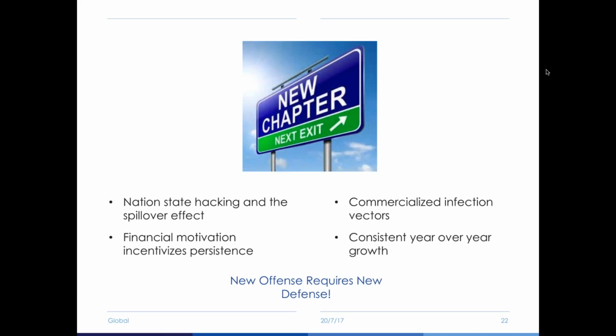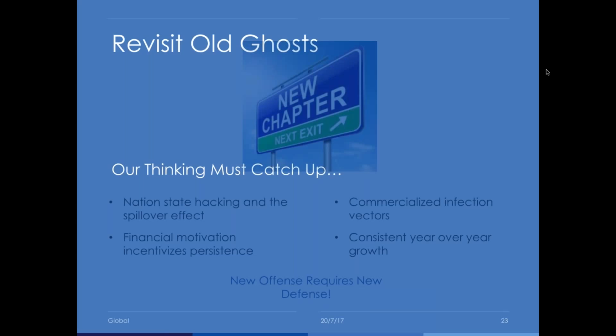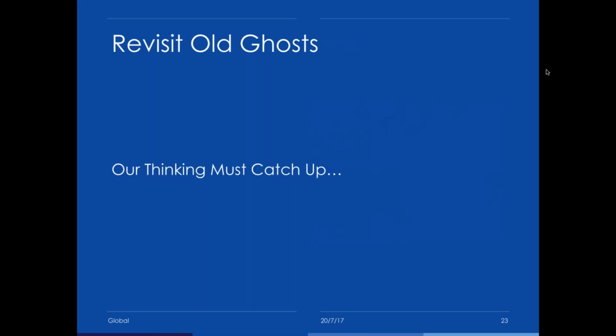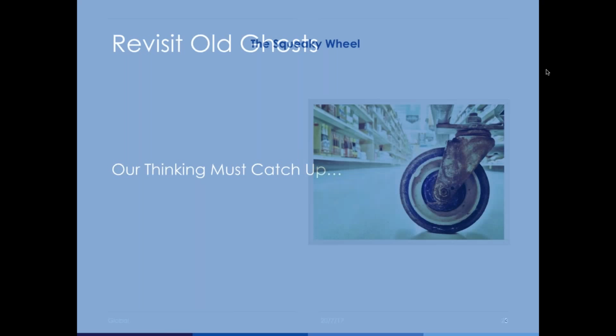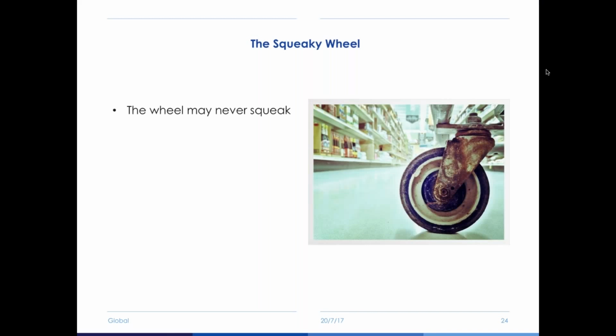So with all these factors, new offense requires a new defense. Part of that new defense is changing the way that we're thinking. And one of the best ways that we can do that is to go back and revisit old ghosts, if you will. We need to revisit some of those modes of thinking that we used in the past. And the one I mentioned, the squeaky wheel: I haven't heard anything going wrong, everything must be fine, nothing's breaking, nobody's calling my phone. Well, unfortunately, the wheel may never squeak. And there's a good reason for that.